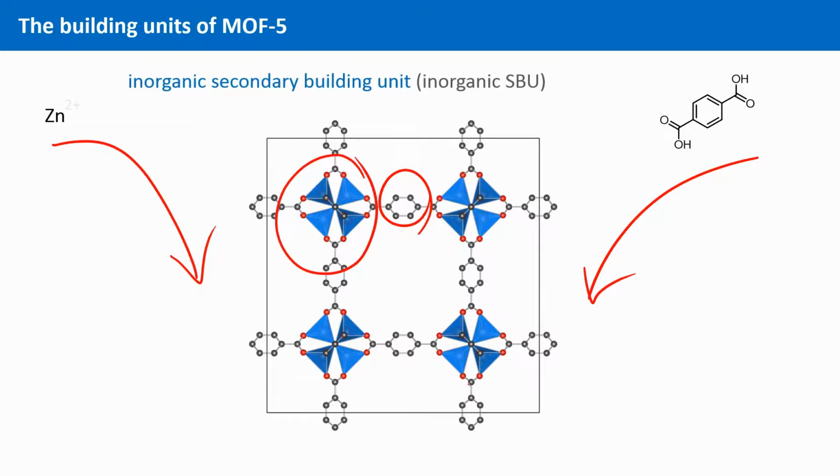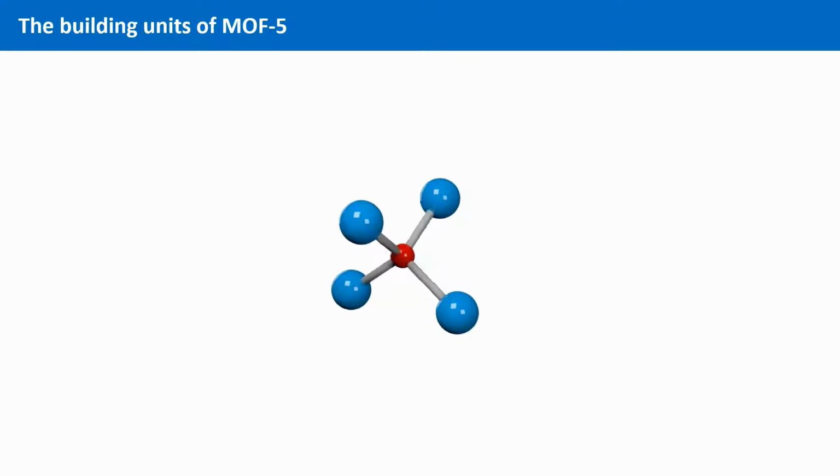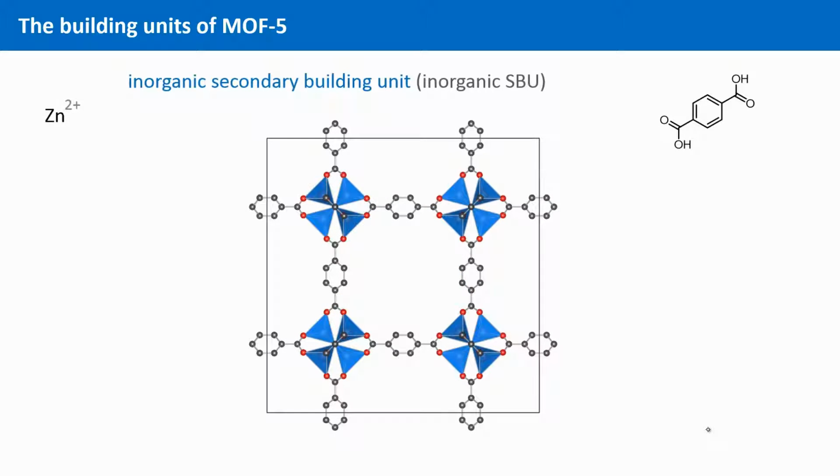We have 4 zinc atoms around a central oxygen atom. And these 4 zinc atoms are bridged by carboxylates. They form when the zinc ions react with deprotonated carboxylic acids. In the case of MOF 5, this is a derivative of benzoic acid. One could say it is a dibenzoic acid. It is called terephthalic acid.